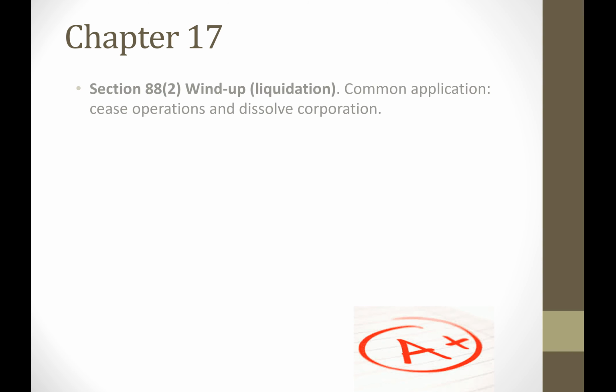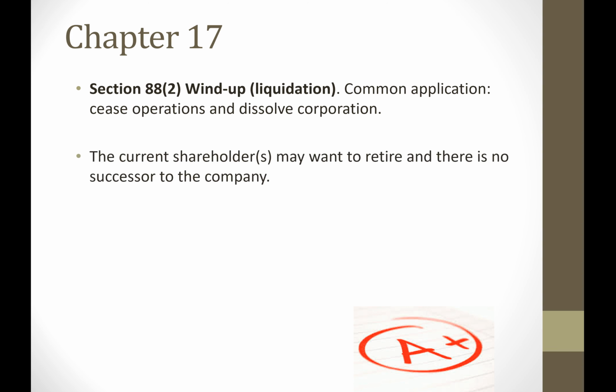Now, finally, we looked at a Section 88(2). Remember, we said an 88(2) and an 88(1), very different. 88(2) is a wind-up liquidation. Basically, the company is going to cease operations and dissolve. All the assets will be sold, the liabilities will be paid, and any remaining funds will be distributed to the current shareholder. And once again, the current shareholder may want to retire and there's nobody to take over the company, or the company just has no viability operating in the future. So that's when an 88(2) would be used.